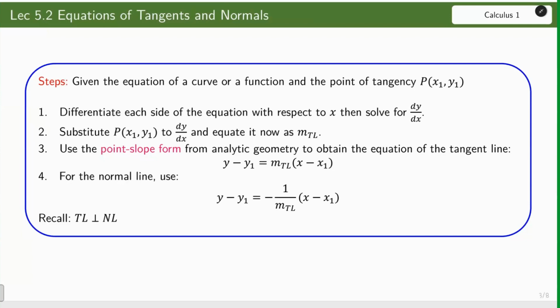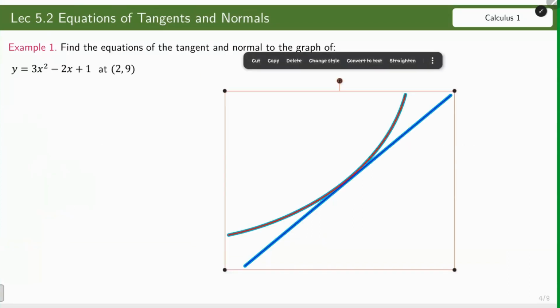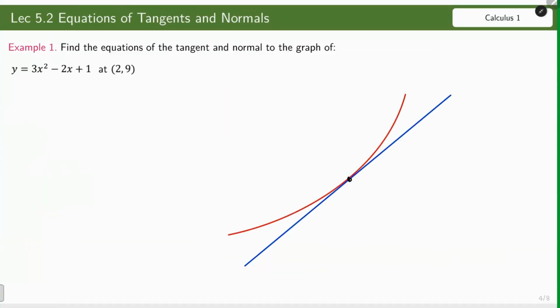For the normal line, we will use the same, but the slope will be the negative reciprocal, since the tangent line is perpendicular to the normal line. Suppose that we have here a tangent line, and then we will have a normal line here. Again, the normal and tangent line are perpendicular to each other. Hence, they meet at 90 degrees.